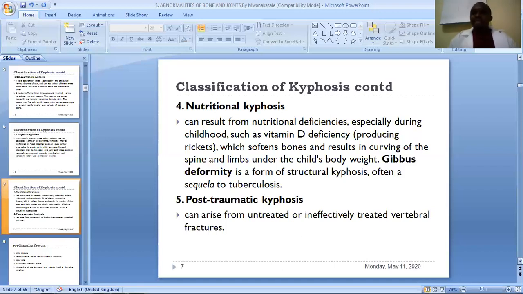As the term says for itself, someone must have been involved in an accident or experienced trauma of the spine, and then it might be untreated, or poorly treated, or ineffective treatment may take place, and then they may experience fracture of the spine. Then they eventually develop kyphosis. So as long as there was initially trauma to the spine, and then someone develops kyphosis, it will be referred to as post-traumatic kyphosis.